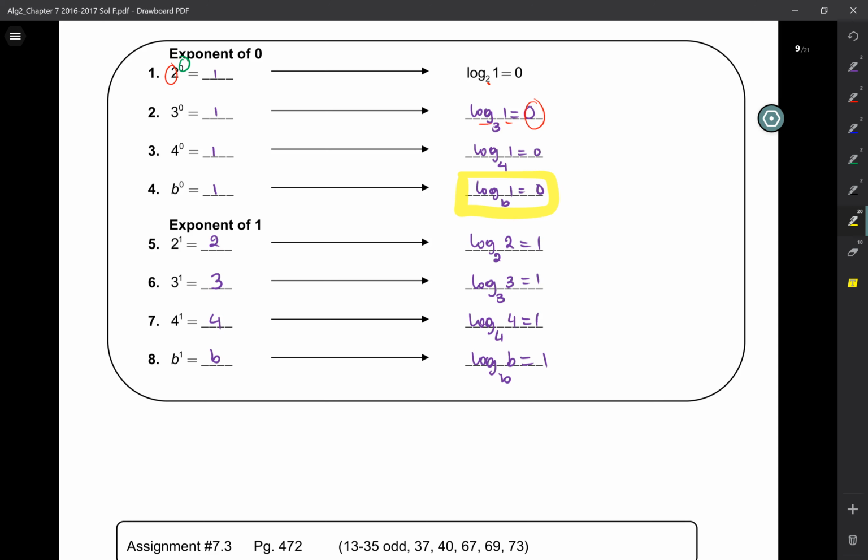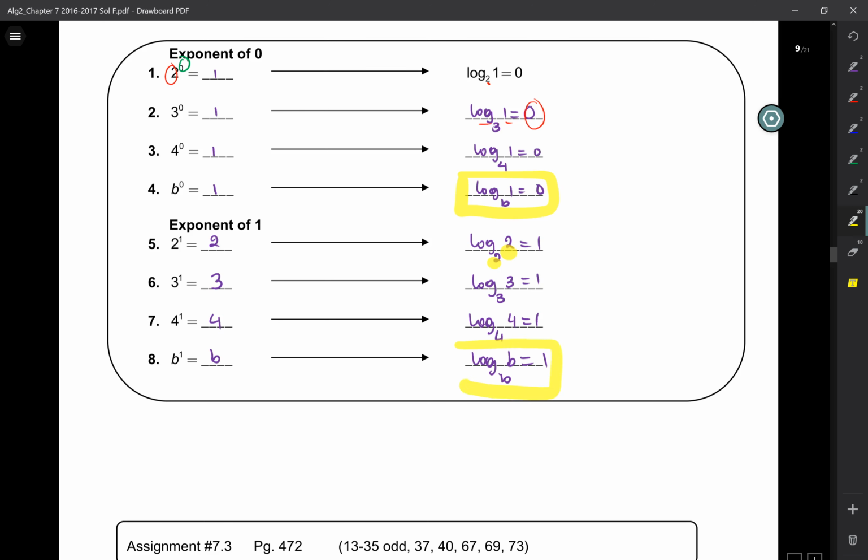Tell me what the pattern is. Yes, I see the hand motions, but in words, in English. I forgot what the name of the number is, but the base and the number right after the base. Argument. The base and the argument are always the same when the exponent is 1. Okay, and if the base and the argument are the same, what's the logarithm equal to? 1. So when the base and the argument are the same, the logarithm is always 1.